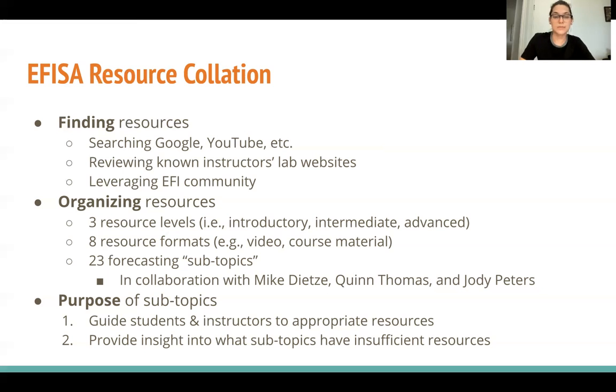The purpose of the subtopics is twofold. First, and obviously, we wanted to provide a guide for students and instructors to find appropriate resources for their needs, but also, and perhaps more importantly for FE as a whole, the subtopics provide insight into what components of forecasting have insufficient resources and give us a guide for where resource development should be occurring.